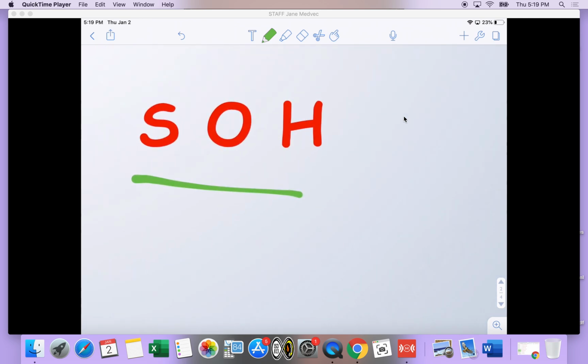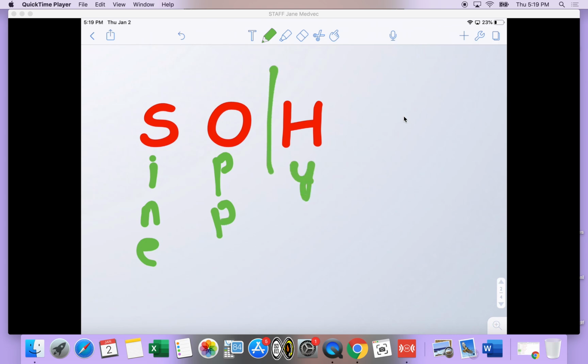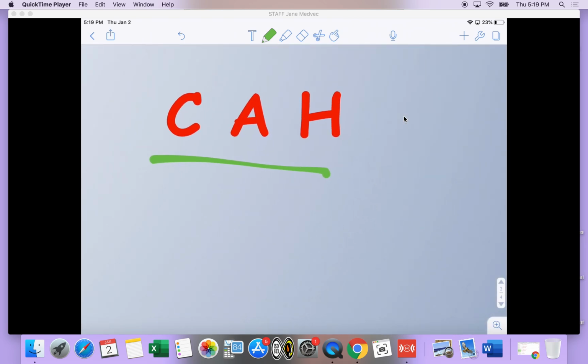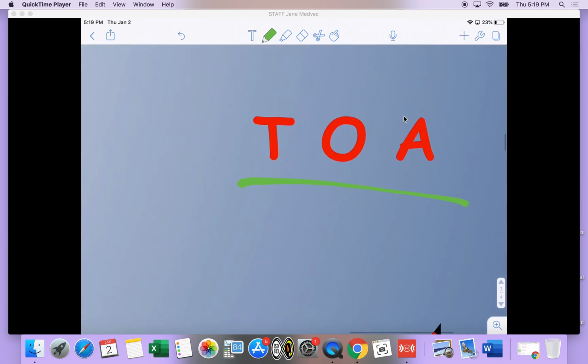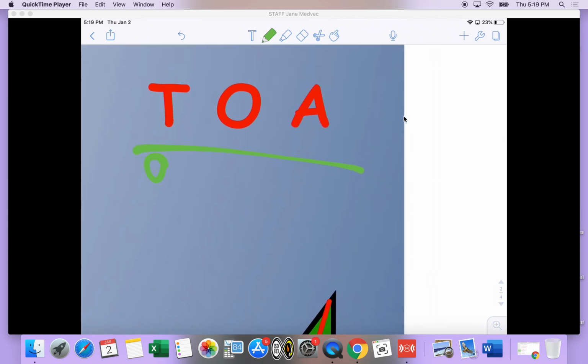The S stands for the sine. The O is the opposite over the hypotenuse. The CAH, this is cosine. The A is for adjacent, and that is over the hypotenuse. The T from yesterday stands for tangent. The O is opposite over adjacent.